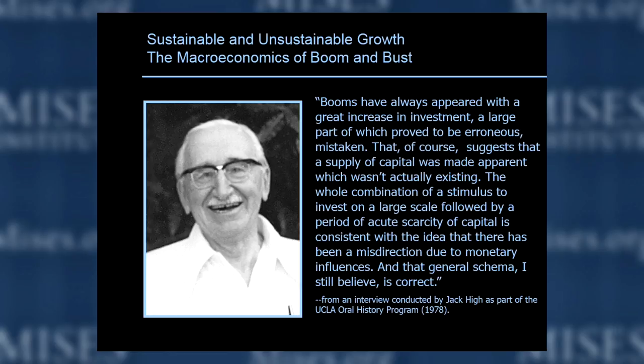This is from Hayek. I think I'll take time to read it because some people have claimed that in his late years he didn't approve of that business cycle theory that he'd done earlier. But here he is, in his late years, okay? And he says, booms have always appeared with a great increase in investment, a large part of which proved to be erroneous, mistaken. That's because people weren't saving. The interest rate just went down because of the Fed. That, of course, suggests a supply of capital was made apparent which wasn't actually existing. The whole combination of a stimulus to investment on a large scale followed by a period of acute scarcity of capital, because people weren't saving, is consistent with the idea that there has been a misdirection due to monetary influences, and that general scheme, I still believe, is correct.